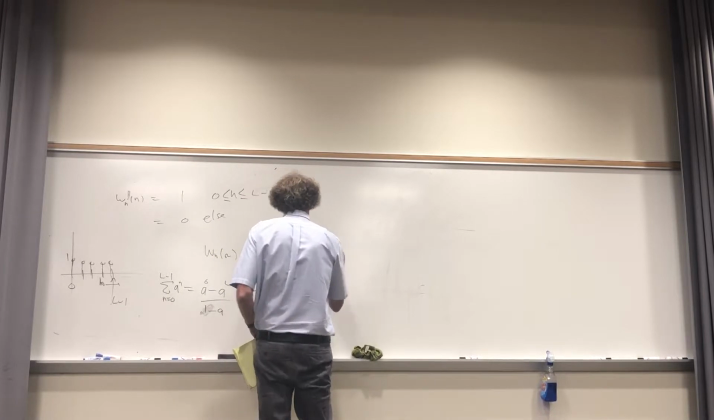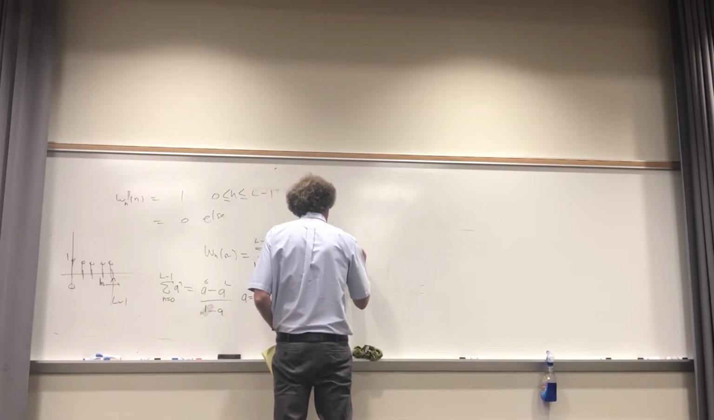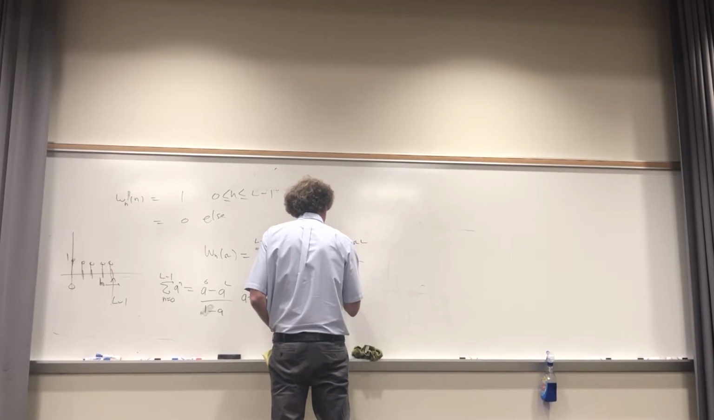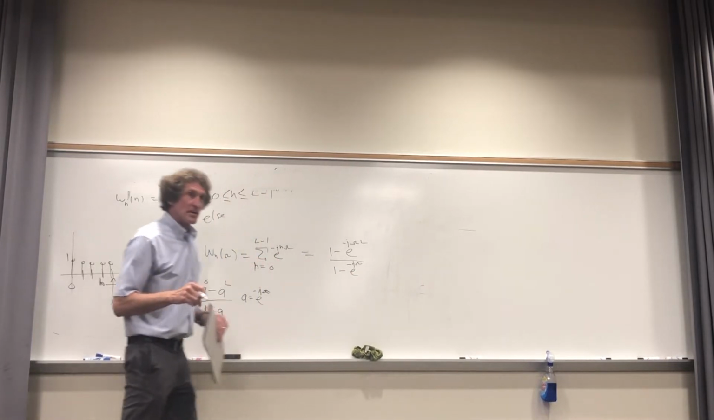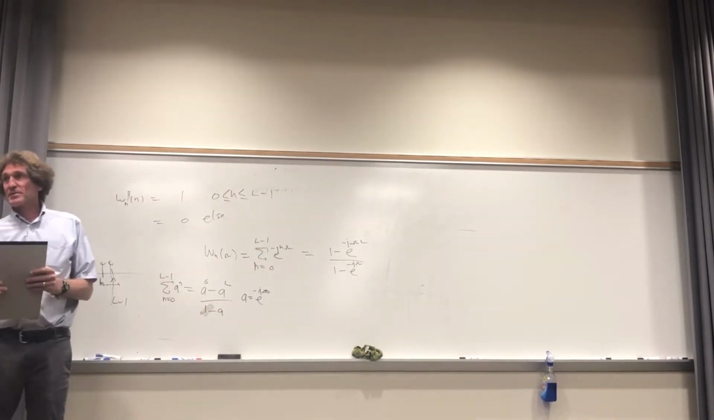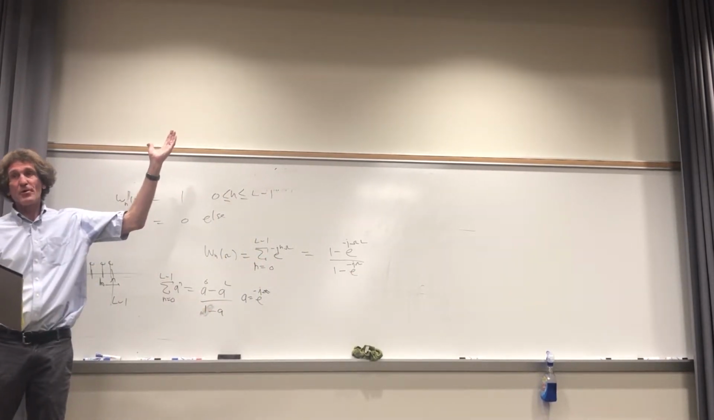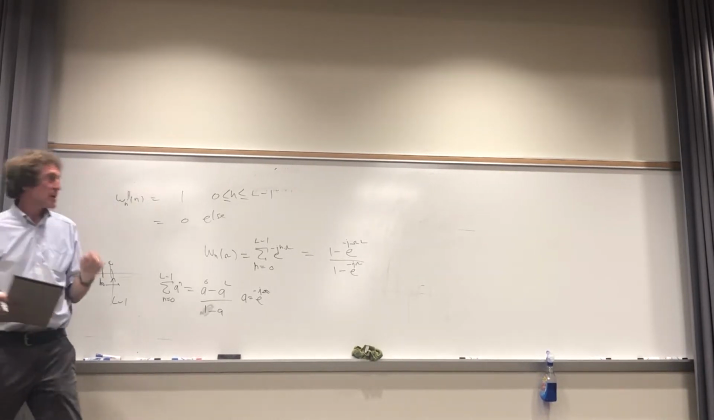I can say that this is going to be equal to (1 minus e to the minus j omega L) over (1 minus e to the minus j omega). I'm not going to spend much time on this. How many know where I'm going next with this? Raise your hands if you do. I know you do. I'm going to turn those into sines, aren't I? And then I'm going to have a phase shift. I'm going to do it fairly quickly.